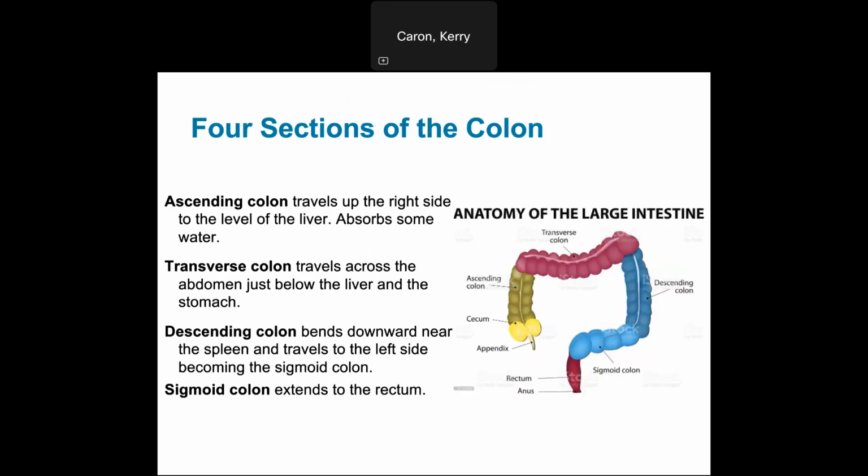There are 4 sections to the colon. The rest past the cecum is called the colon. So ascending, this is the direction that the matter moves. Up, ascending. Transverse goes across the abdomen. Descending goes down. And then sigmoid is supposed to look like an S. It bends down near the spleen and travels to the rectum.